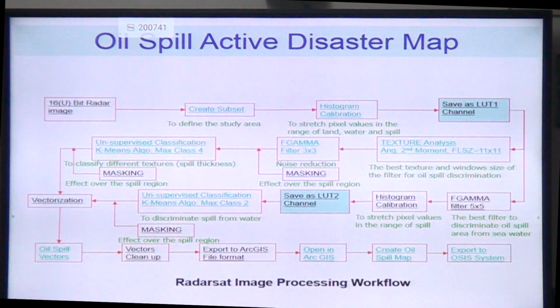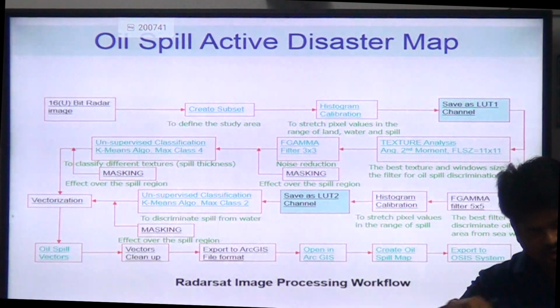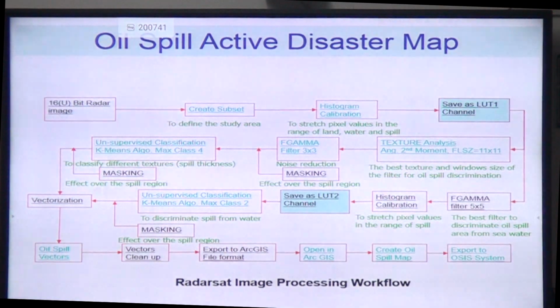Then we do the histogram calibration. This is one of the steps that we follow so that we can calibrate the histogram. You have learned that in your digital image processing classes. There are different ways; you set those as the lookup table. You know what that is, the lookup table.